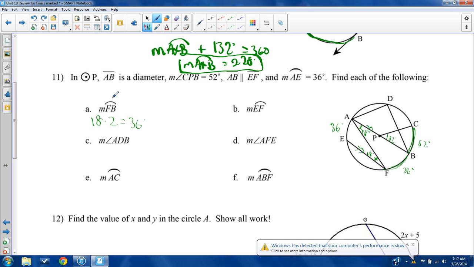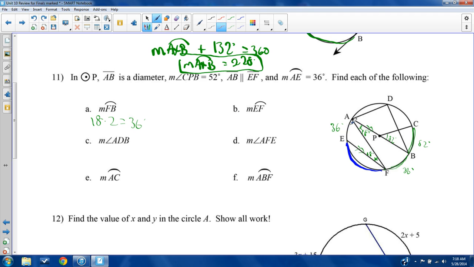So I guess something I could take home that I now know: when you have parallel chords going through, they have the same intercepted arc. That's probably always true. Measure of arc EF right here. Okay, this blue. What I'm looking at here is a semicircle in red. I'm going to erase it in a second. But AFB is a semicircle because this is a diameter.